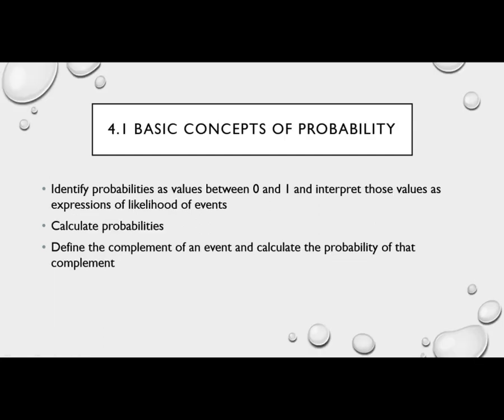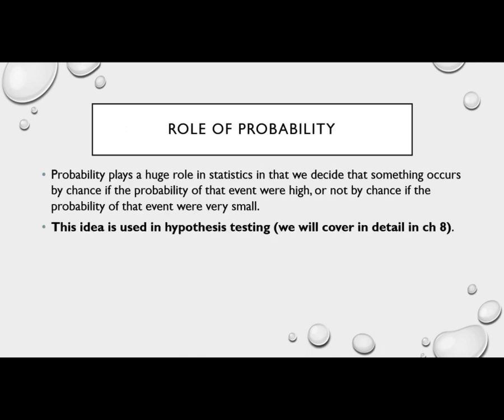So in section 4.1, we're going to cover probabilities as values between 0 and 1, and interpret the values. We'll calculate probabilities, and we'll define the complement of an event. And I'm going to kind of gloss over some of the things that I don't feel like we need to go into in great detail.